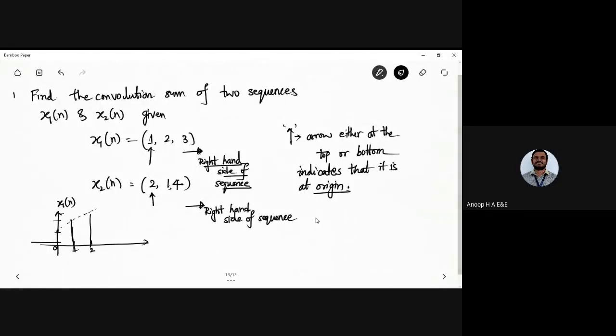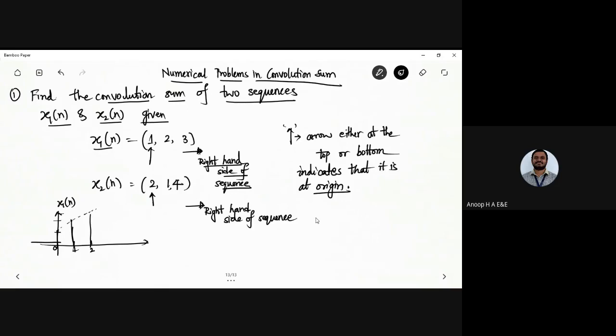Okay, so now if you can see the first problem, that is the numerical problems related to convolution sum. So how would the problem be like? You have to find out the convolution sum of two sequences, that is x1 of n and x2 of n, given x1 of n is 1 comma 2 comma 3, x2 of n is 2 comma 1 comma 4.